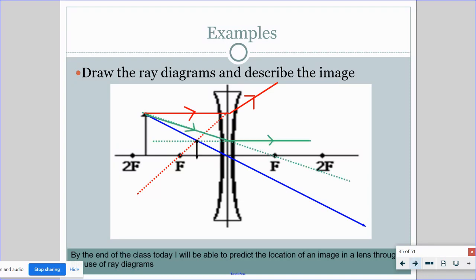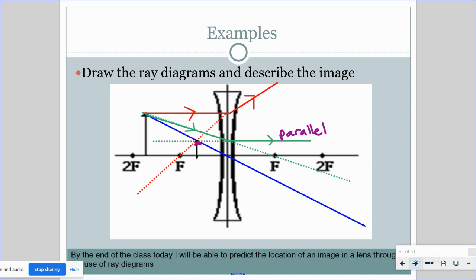And then the third one, it's lined up as if it would go through the secondary principal focus, and then it goes parallel. So this is parallel. And again, we extend that refracted ray back, and where all three meet, this is our image. I don't know why it's upside down though. It's supposed to be right side up.